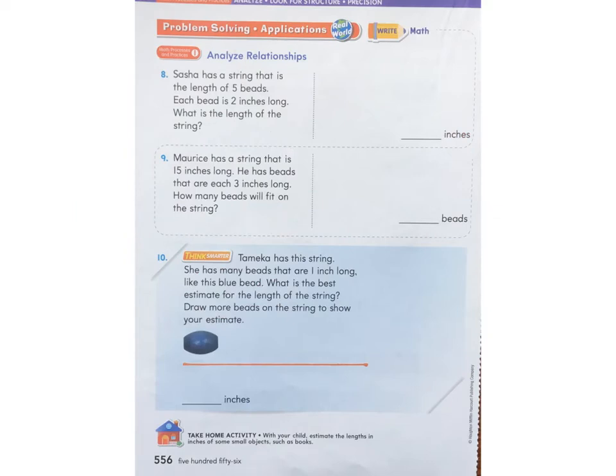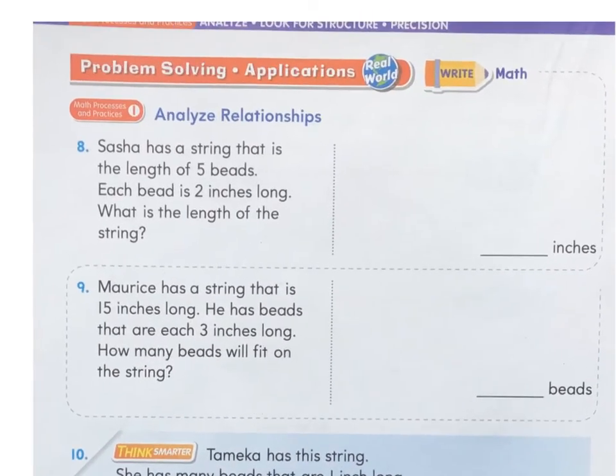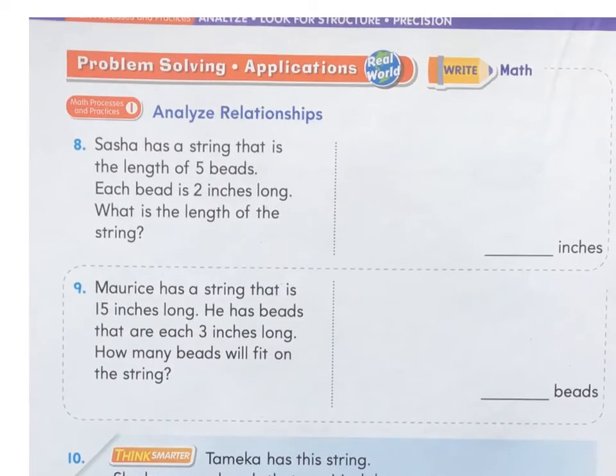Boys and girls, now you should be on page 556. Let's take a look at number 8. Sasha has a string that is the length of 5 beads. Each bead is 2 inches long. What is the length of the string?